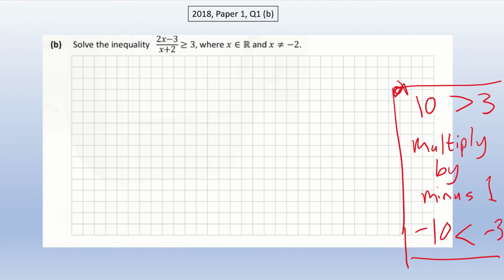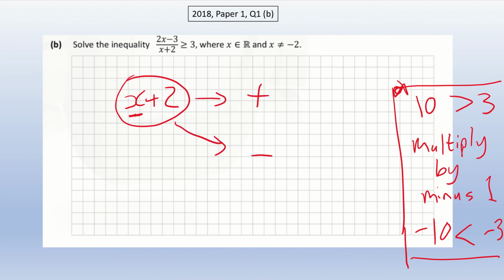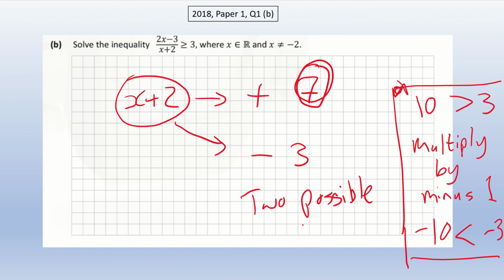if you look at the denominator of my fraction, the x plus 2, depending on what x is, this could be positive or it could be negative. Let's say, for example, x was 5, then 5 plus 2 would be 7, and that would be a positive answer. However, if x was minus 5, well, minus 5 plus 2 would give me minus 3. And these are two possible answers.